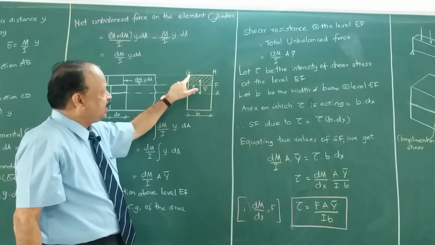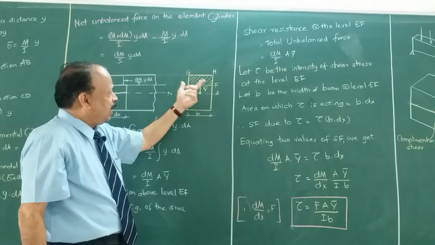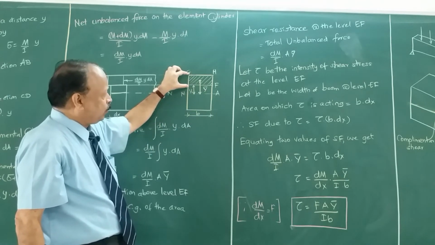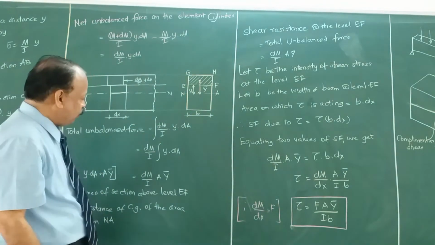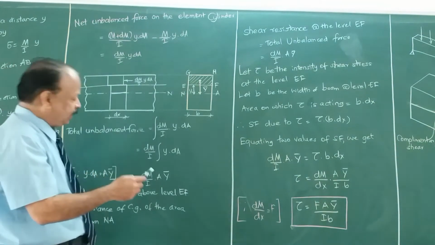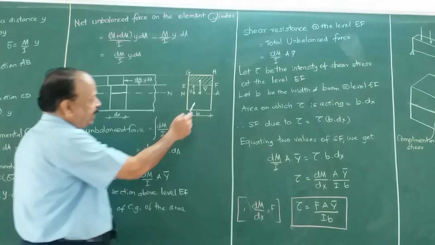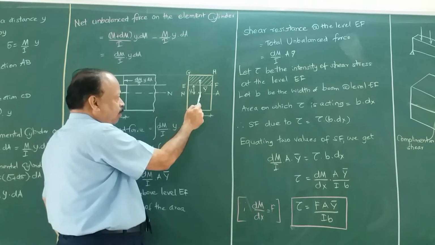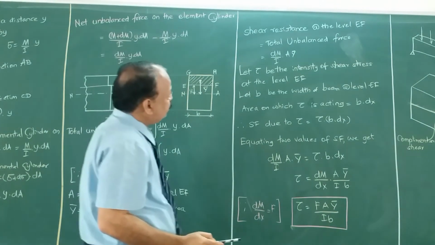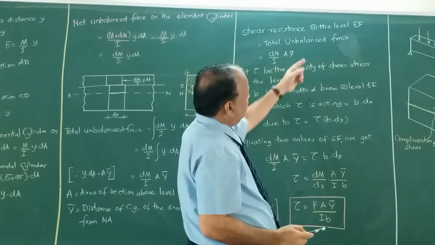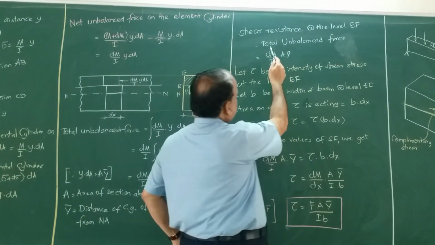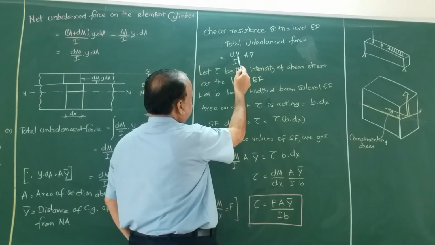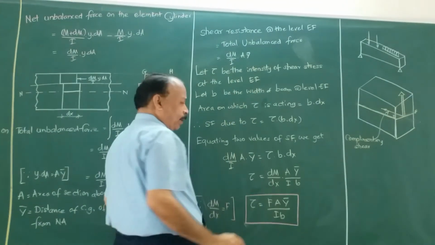And this area is the width of the section at a particular level into depth. That will be the total area, that is the total shaded area. So you have to take A y bar. A is the area, this much, and y bar is the distance of this shaded area from the neutral axis. Then shear resistance at the level EF is equal to the total unbalanced force. Total unbalanced force we have calculated as dM by I into A y bar.